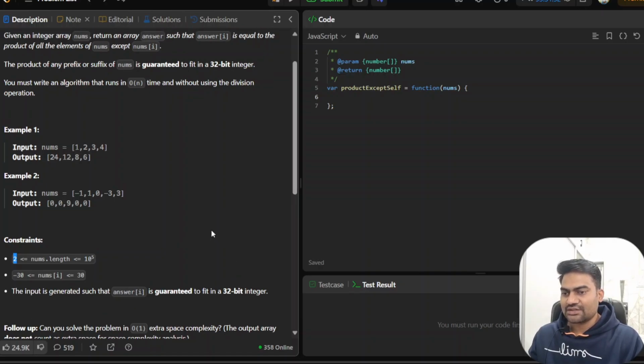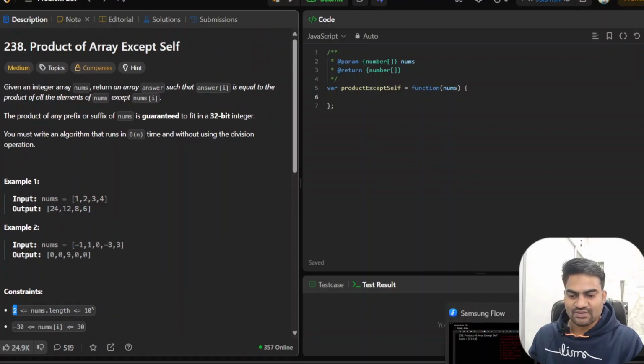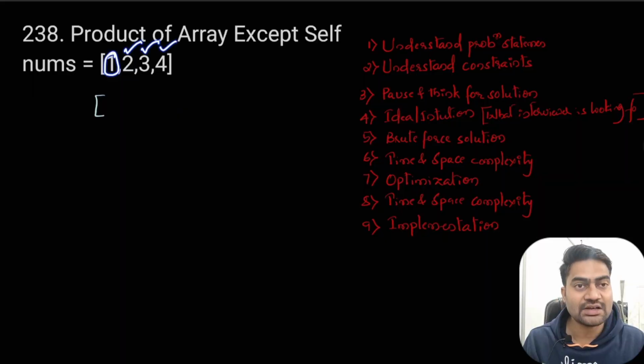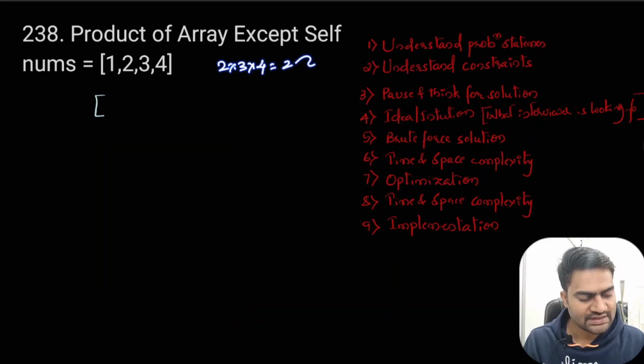So with this, let us switch to our editor. So this is the particular array they have given. Now what we need to do, we need to take one more array. Then at the place of 1, we need to multiply 2, 3 and 4, and add that here. So 2 into 3 into 4 is 24, correct? So I will add 24 here.